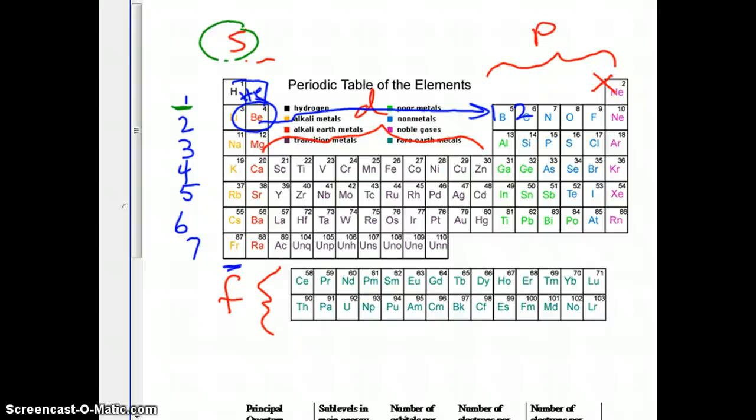So where do you find sodium? Sodium's right here in the third energy shell. It's in the s subshell. So that's what we need to do for sodium.